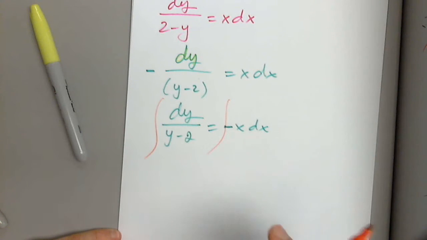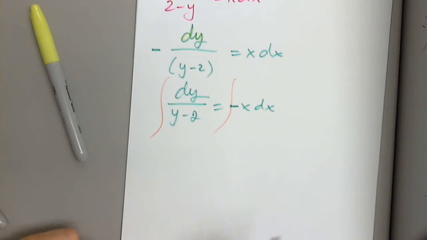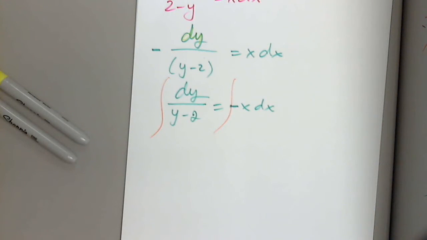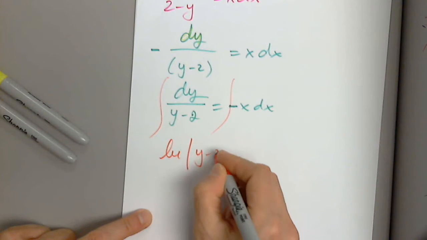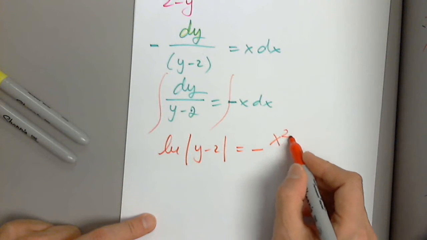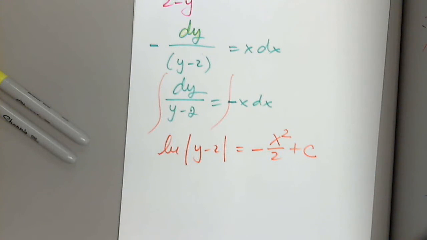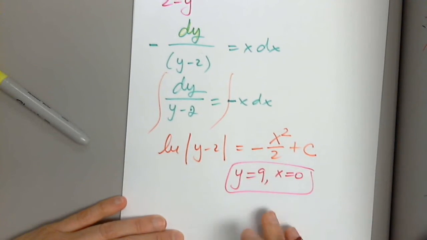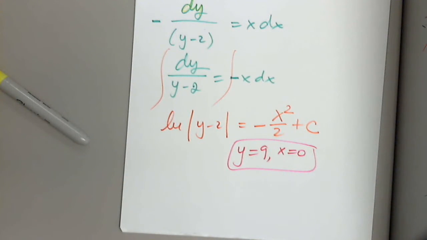And now I integrate. The left-hand side is, which function prime is 1 over y minus 2? Excellent. Very good. Minus. And the right hand side? Would be negative x squared over 2. Plus a constant c. Great job. But now I am told, before I continue, y is 9 when x is 0. I'm not done because I have to solve this for y. But I am told that when y is 9, x is 0. So what does that mean?